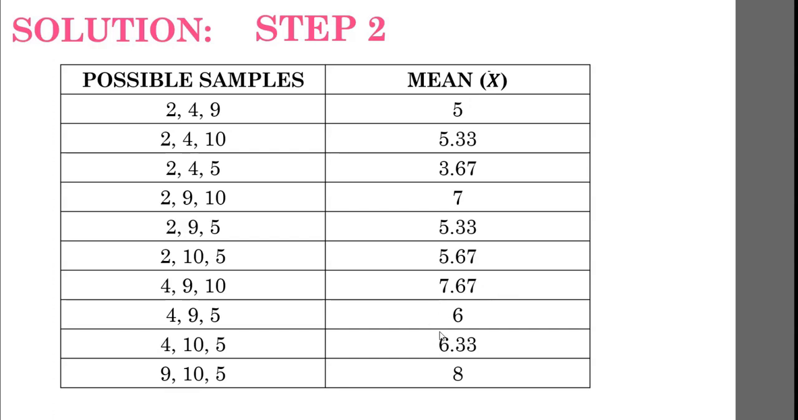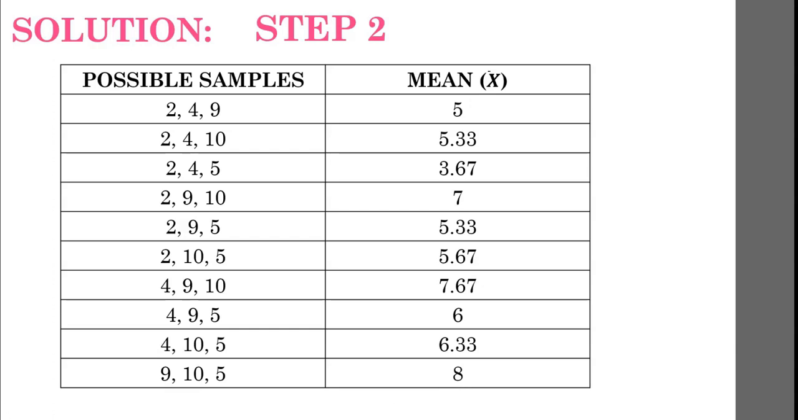4 plus 9 plus 10 is 23. Divided by 3, that's 7.67. 4 plus 9 plus 5 is 18. Divided by 3, the answer is 6. 4 plus 10 plus 5 is 19. Divided by 3, the answer is 6.33. And 9 plus 10 plus 5 is equal to 24, and we divide by 3, the answer is 8. So that is for step 2.